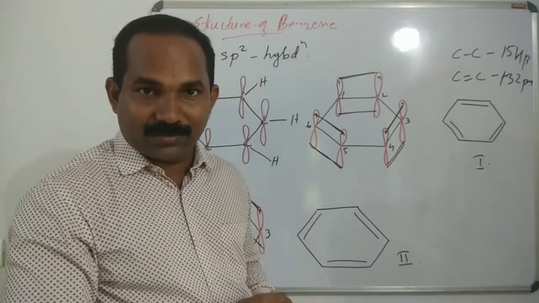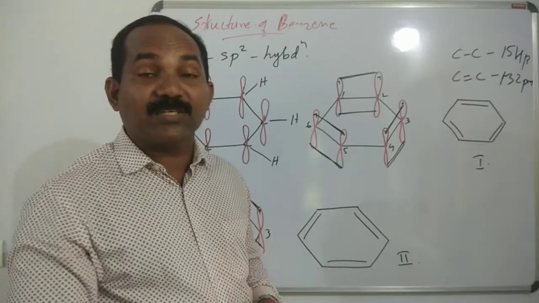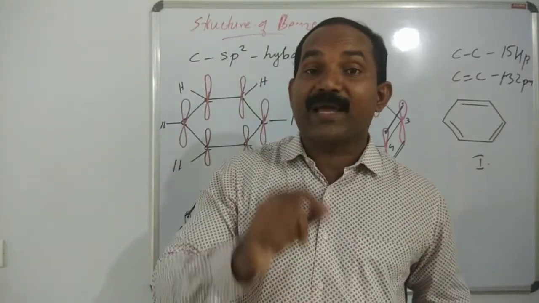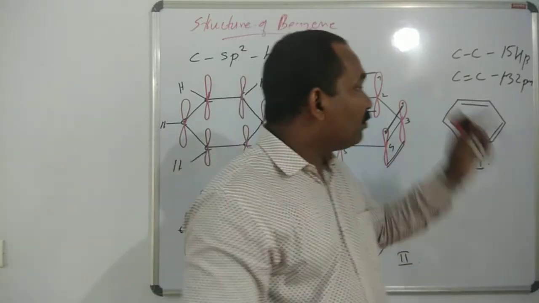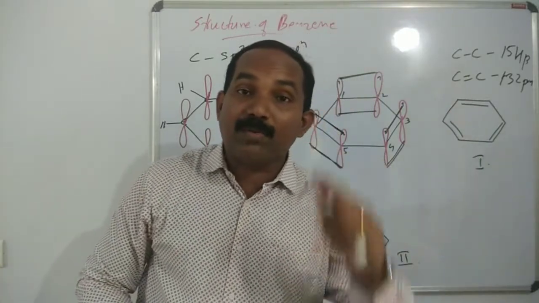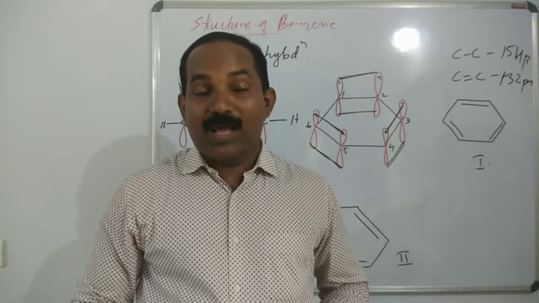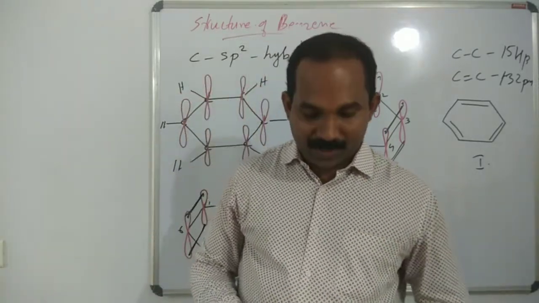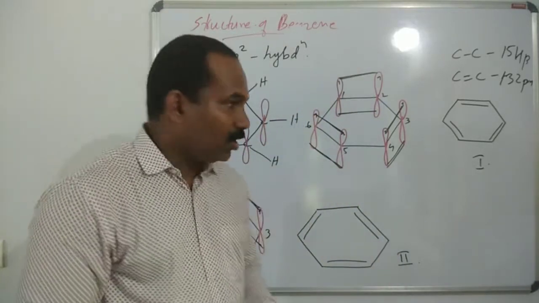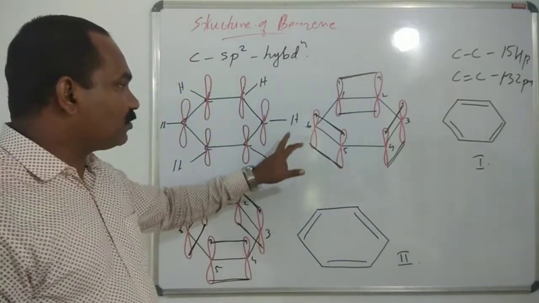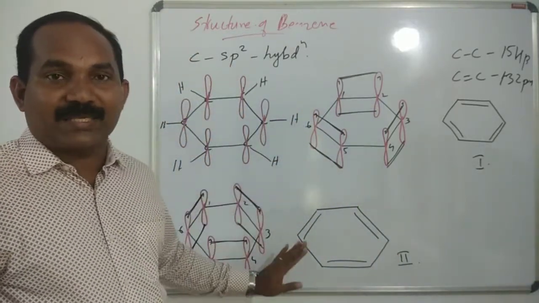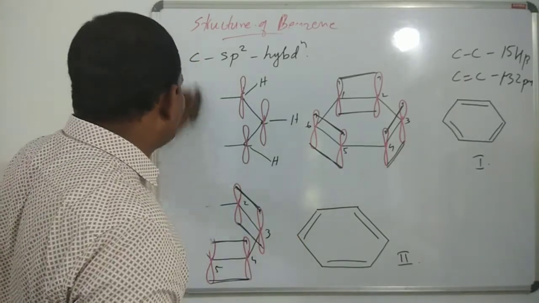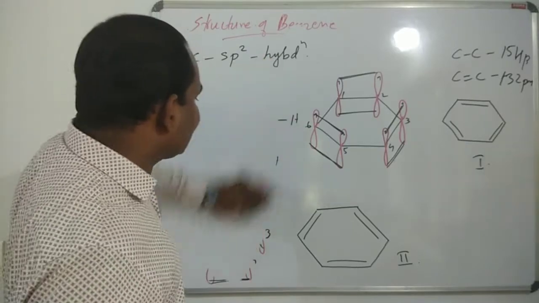In benzene, X-ray diffraction study shows that the bond length is 139 picometer. That is, the bond length is in between the double bond and single bond. And that is explained by MO theory, molecular orbital theory. Hope you understand the possibilities. This is one possibility, this one is the second possibility. Then we discuss the resonance stabilization.